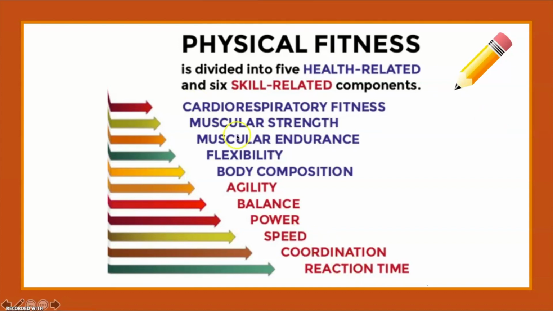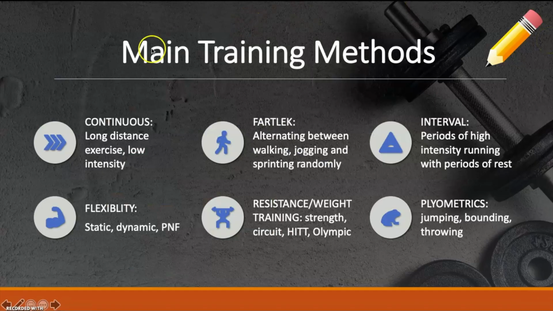Starting from the top, working our way down, we have cardiorespiratory fitness, muscular strength, muscular endurance, flexibility, body composition. These are our health-related fitness components. Our skill-related are our agility, balance, power, speed, coordination, and reaction time. If you'd like to learn more about these, I'll add a link to another video I did in the top right here.